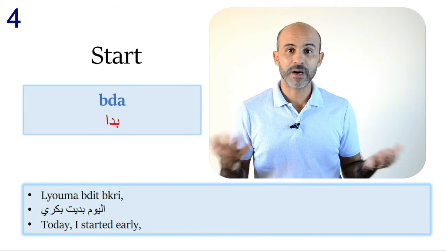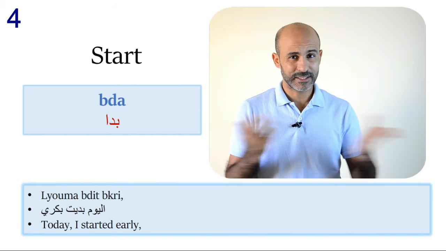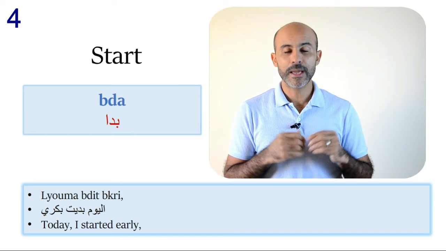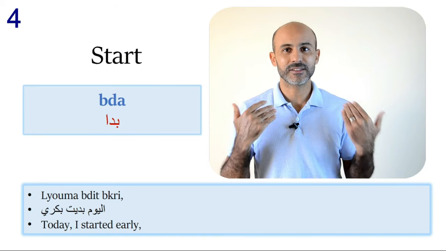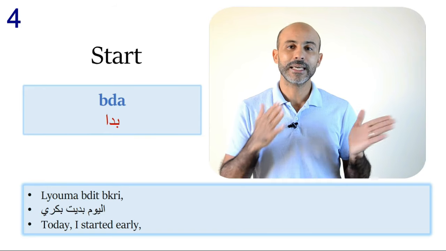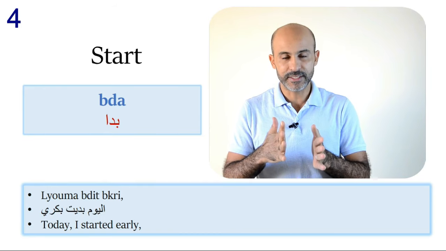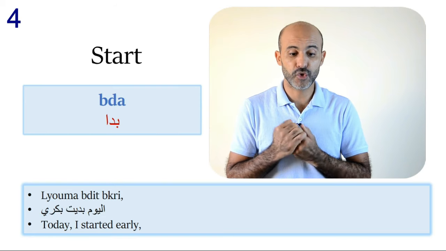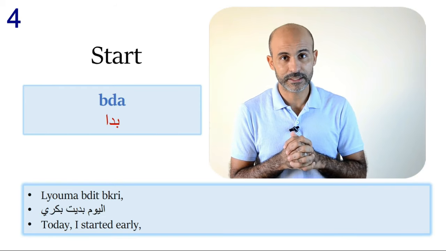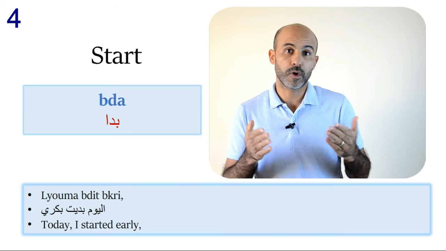And اليوم بديت بكري. This is the sentence. اليوم بديت بكري. Today I started early. To start your work or to start something.